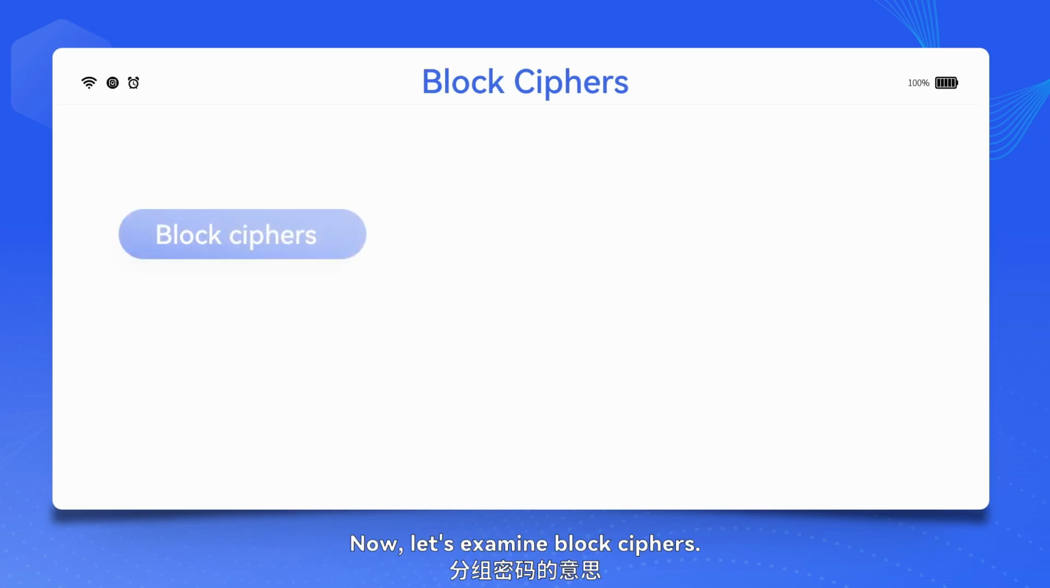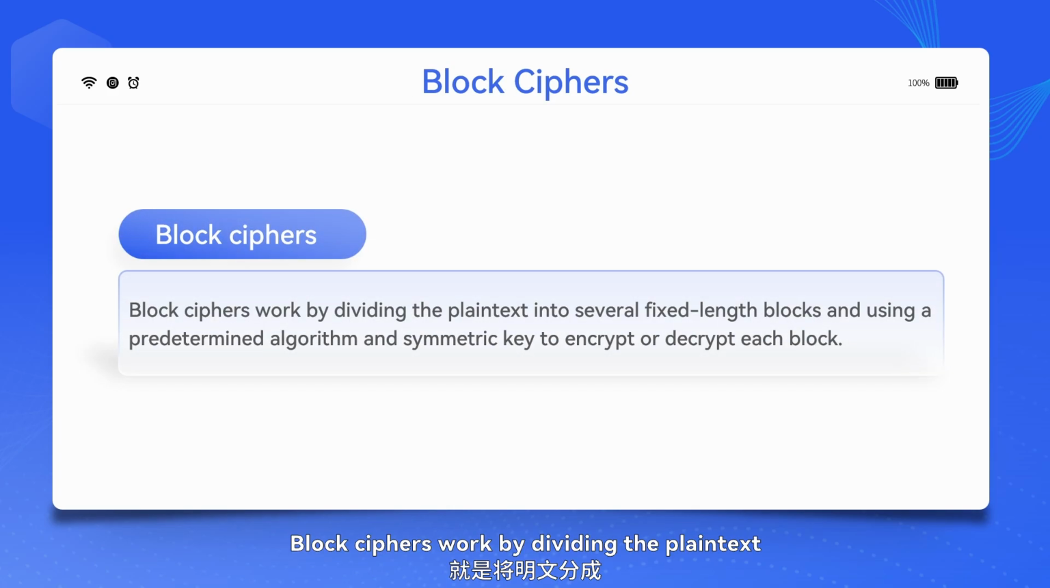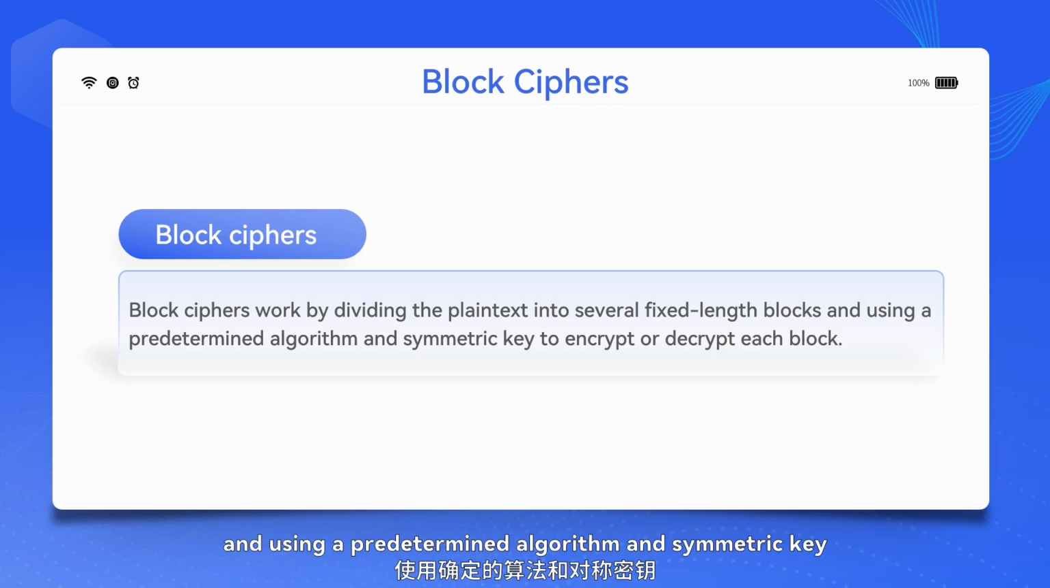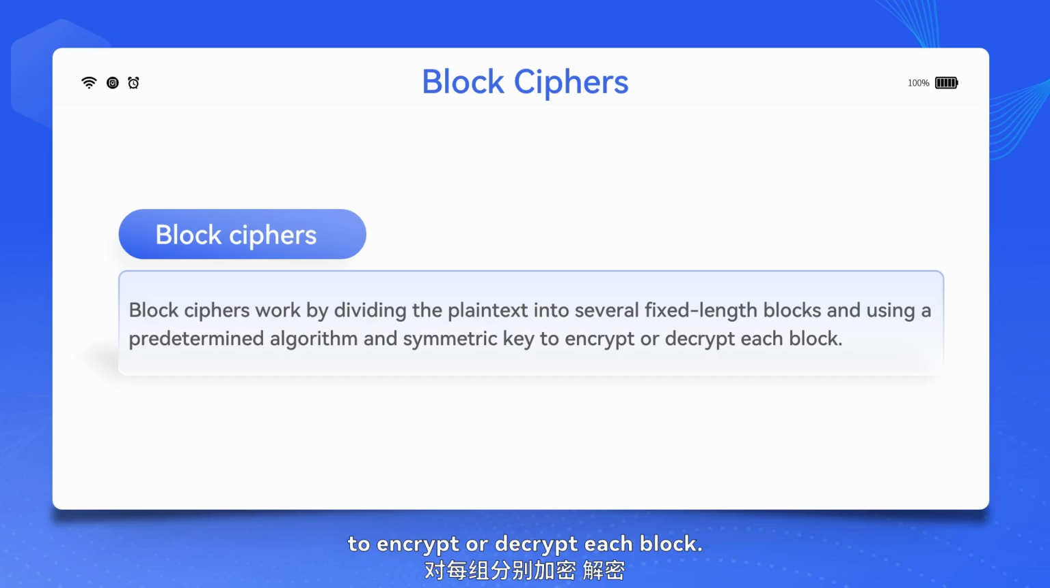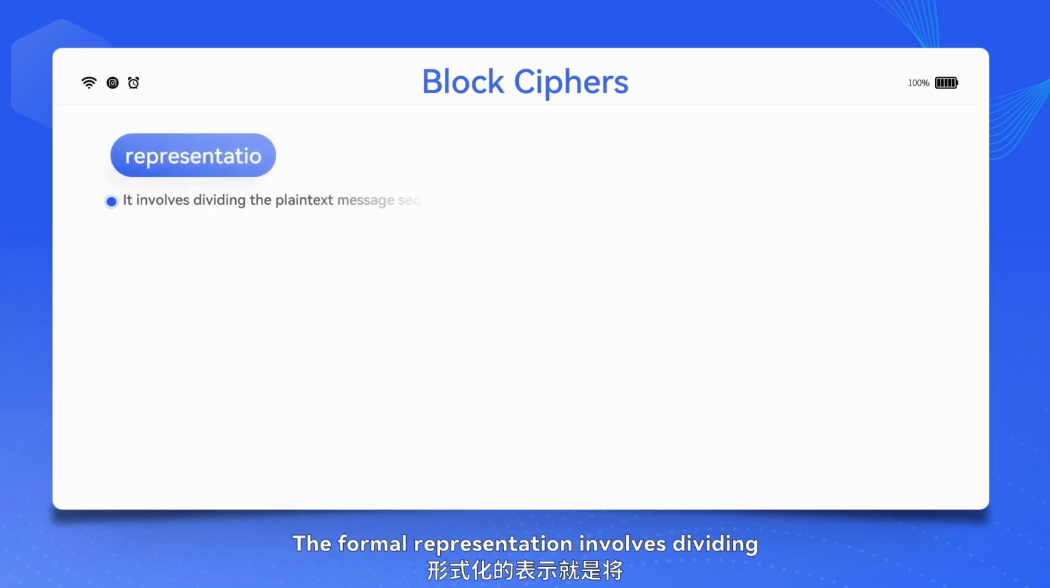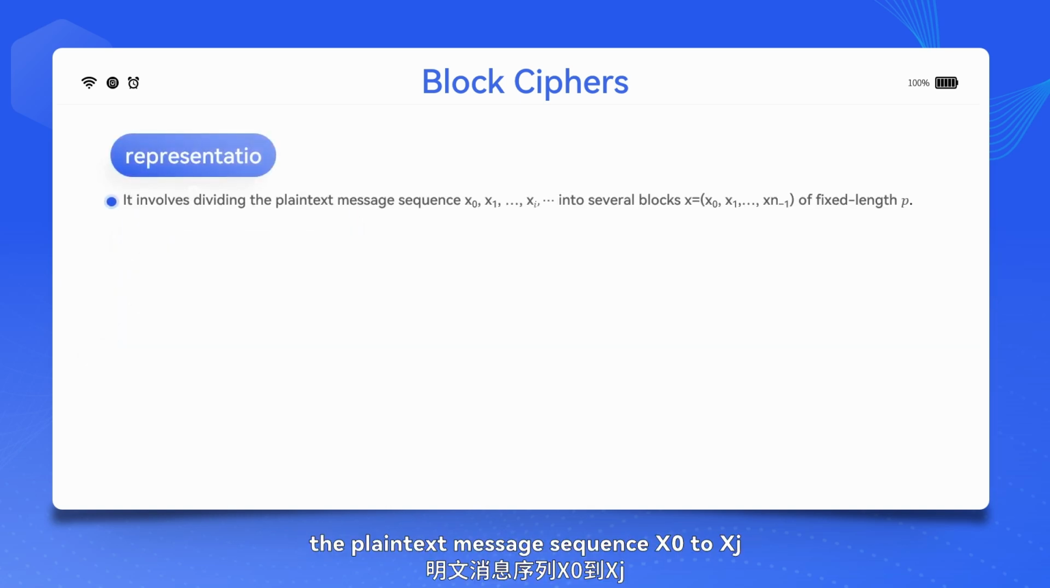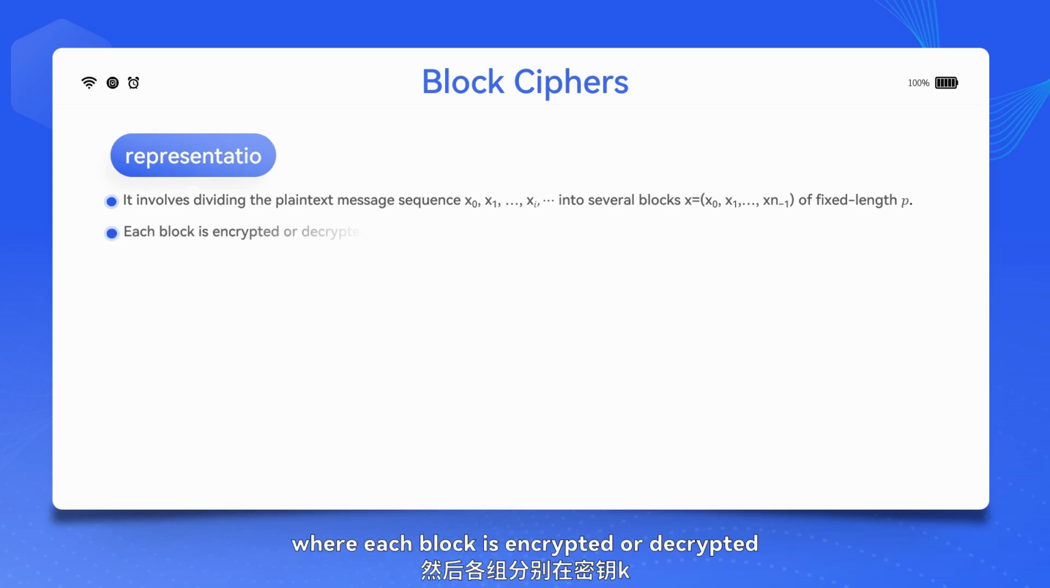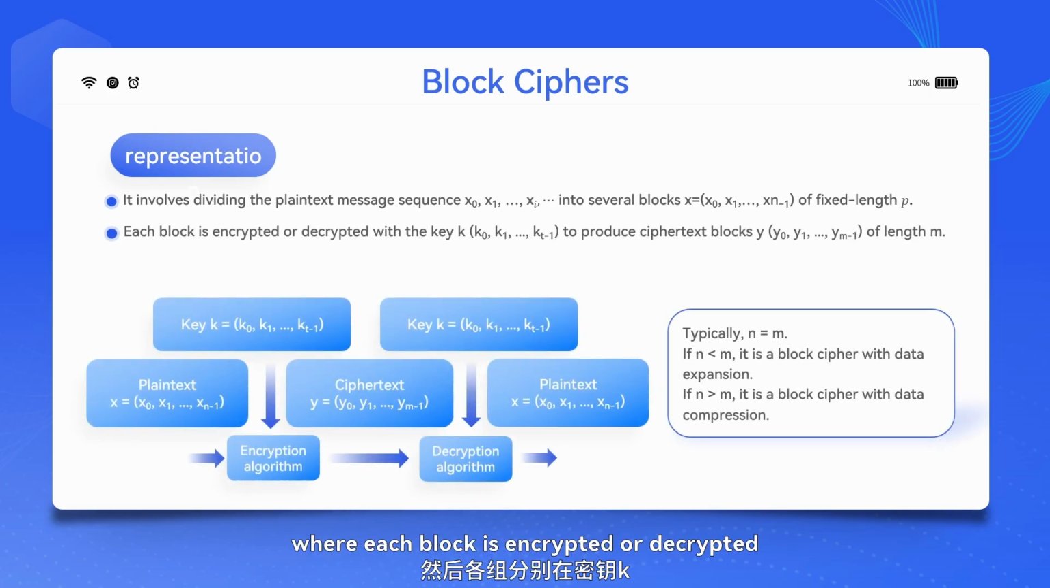Now, let's examine block ciphers. Block ciphers work by dividing the plaintext into several fixed-length blocks and using a predetermined algorithm and symmetric key to encrypt or decrypt each block. The formal representation involves dividing the plaintext message sequence x0 to xj into several blocks x of fixed length p, where each block is encrypted or decrypted with the key k, the key set k0 to kt-1, to produce ciphertext blocks y of length m.